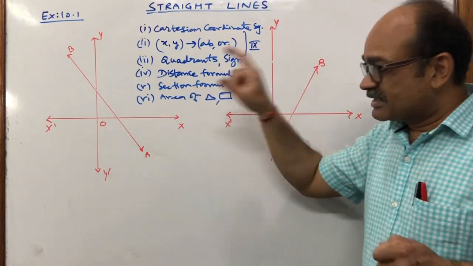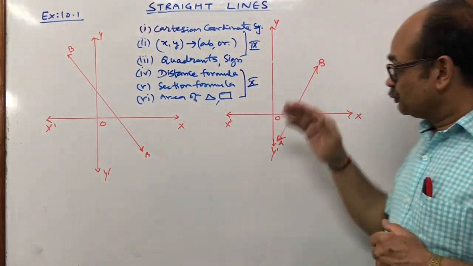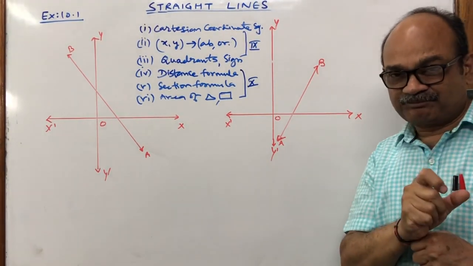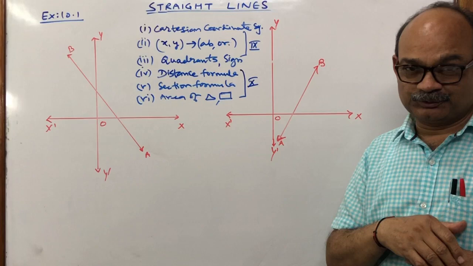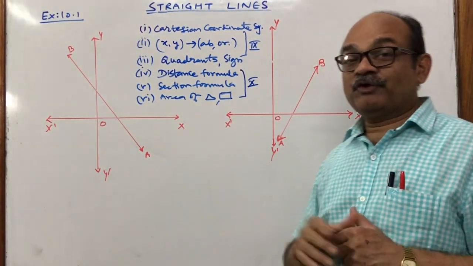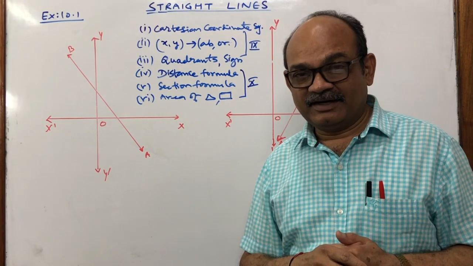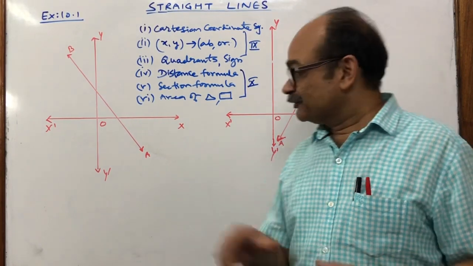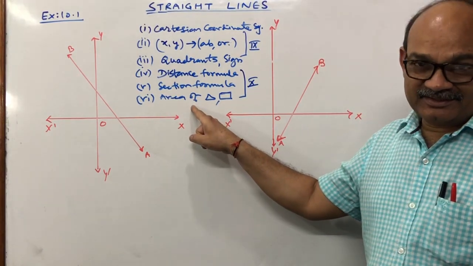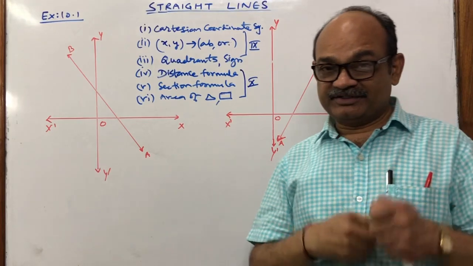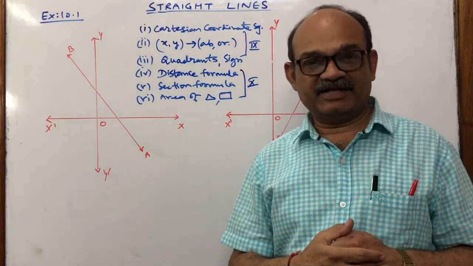Then you know section formula. How to cut a line in the particular ratio, say 2:1 or 1:2 is known as section formula. And then you know how to calculate area of triangle or the area of quadrilateral or the area of pentagon using the formula of area of triangle. Correct? So these are the 6 basics which we need in this chapter of straight line.